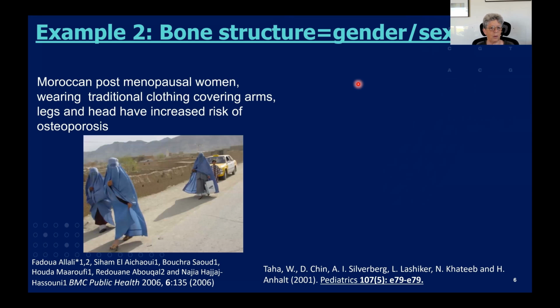In this first example, we see that Moroccan postmenopausal women wearing traditional clothing that covers arms, legs, and head have increased risk of osteoporosis. That is, their gender combined with their religion. So gender also has to be understood in its context, meaning that they dress in a certain way that prevents exposure to vitamin D, which is a critical part of the biology of bone formation.